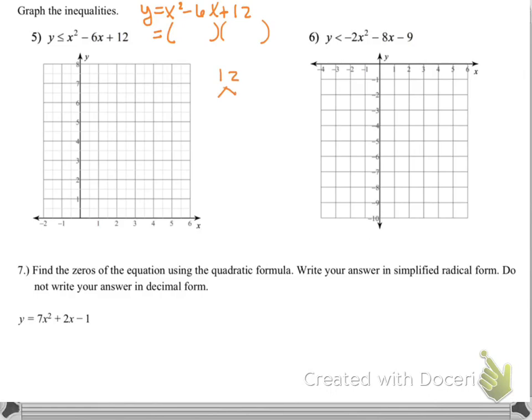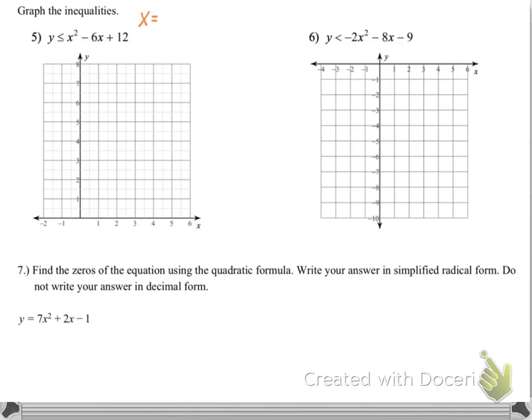What about -3 and -4? Do they add to -6? No. What about -2 and -6? Does that add to -6? No. Okay, so I will need to do my quadratic formula here. I can't figure out how to factor it. That's okay. So let me find my x-intercepts here.